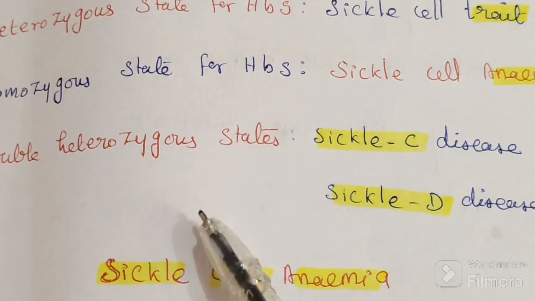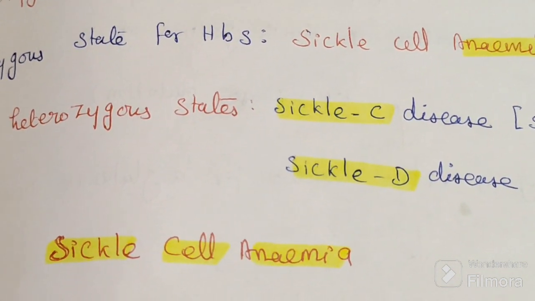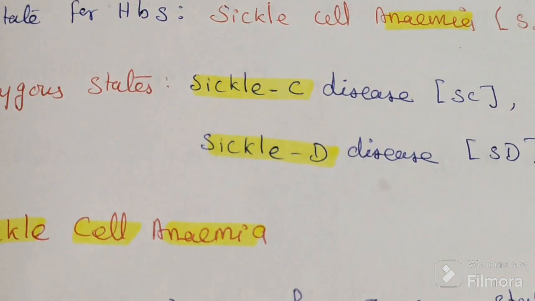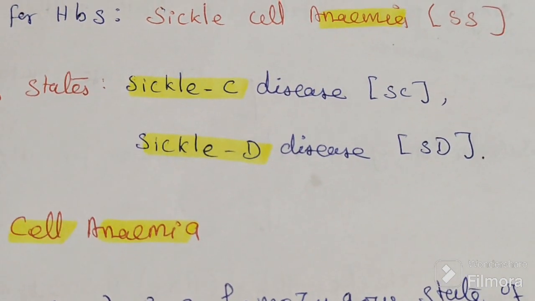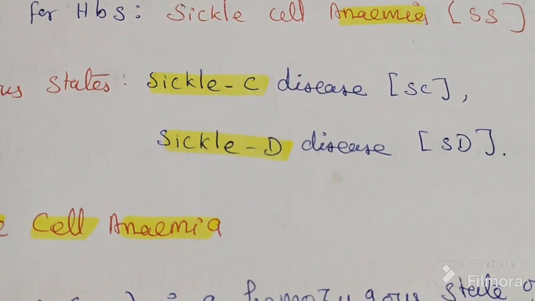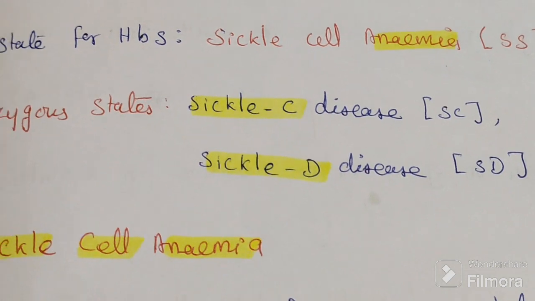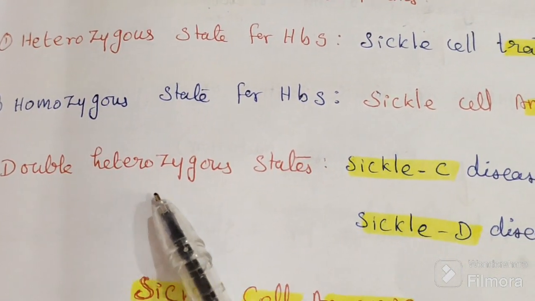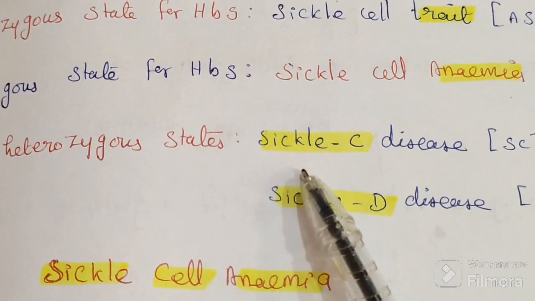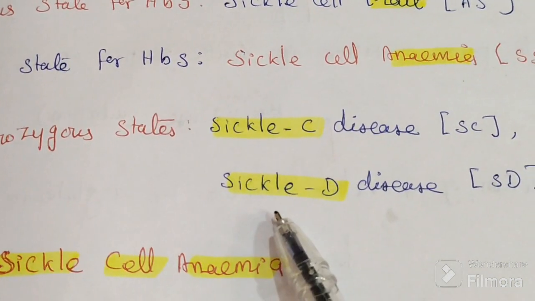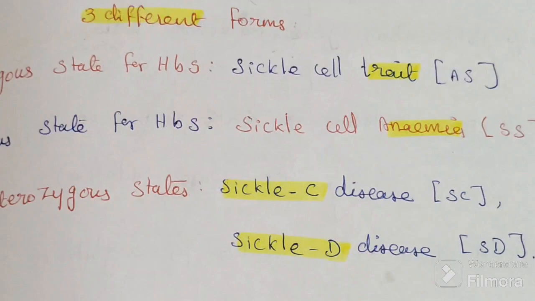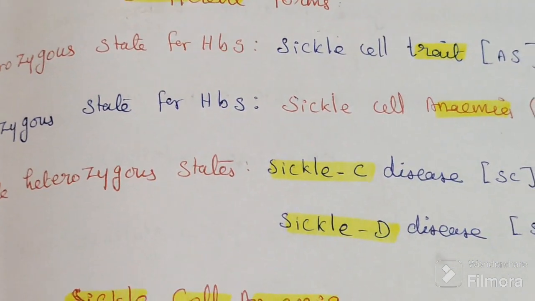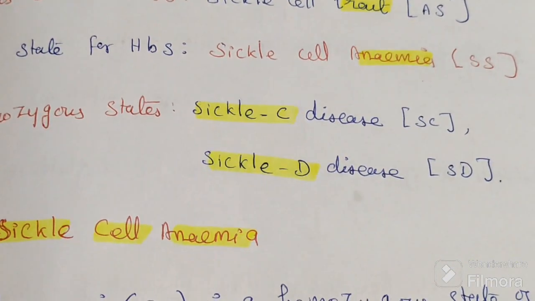Double heterozygous state. It is sickle D disease, SD disease, or sickle C disease, SC disease. So this third one is the double heterozygous state, sickle C disease or sickle D disease. So these are the three forms.